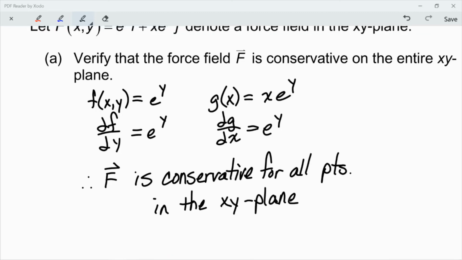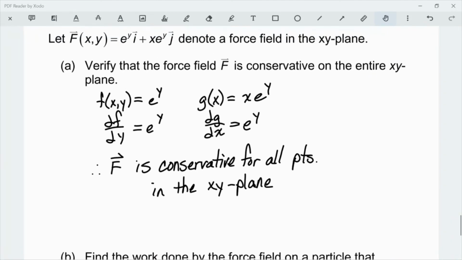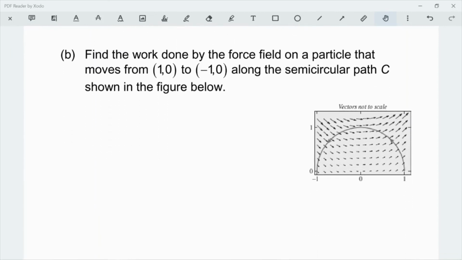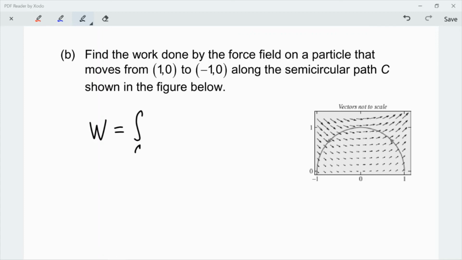Okay, so now that we have verified that it's conservative, we know we have independence of path, but what they asked us to do here was find the work done on a particle that moves from (1, 0) to (-1, 0) along this semicircular path that's shown in this region. Remember, if I have independence of path, it doesn't matter if I follow that semicircular path or not. The only thing that matters is where did I start and where do I finish. So the amount of work is going to be along our curve, the dot product of F dr.